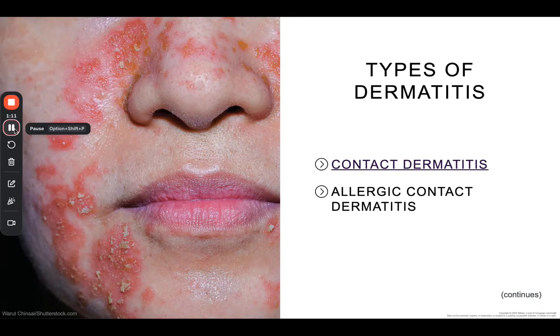Common allergens that help people develop dermatitis may be like makeup. It could be some skincare products, different detergents, certain dyes, certain fabrics, red dye in some products, nickel in some jewelry, jewelry in general, different plants can all lead to dermatitis.